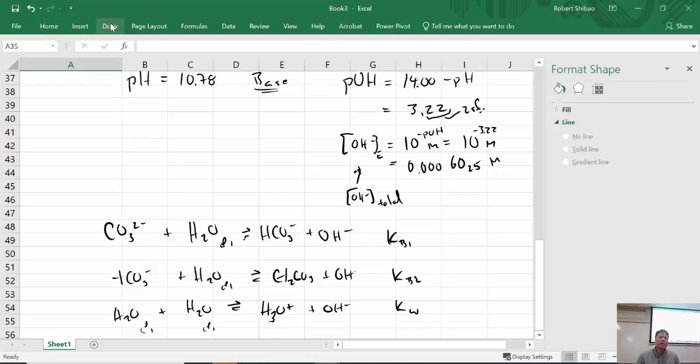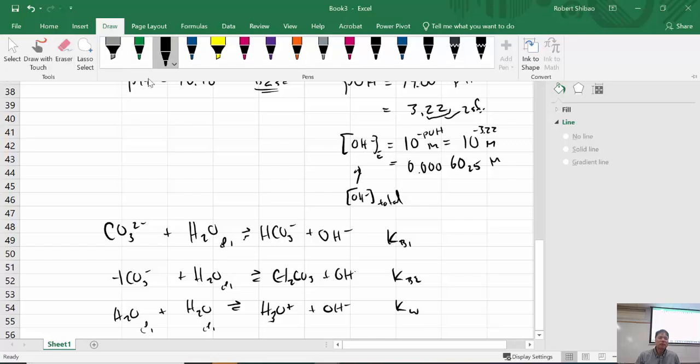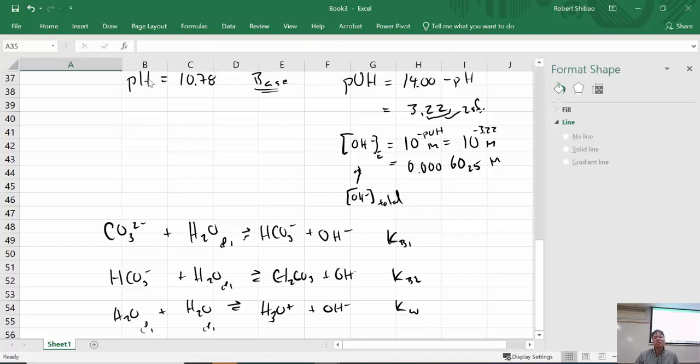To make our life a little bit simpler, we're going to make an assumption here. We're going to assume that the bulk of the hydroxide comes from step 1, and that there's a negligible contribution of hydroxide from step 2 and step 3.